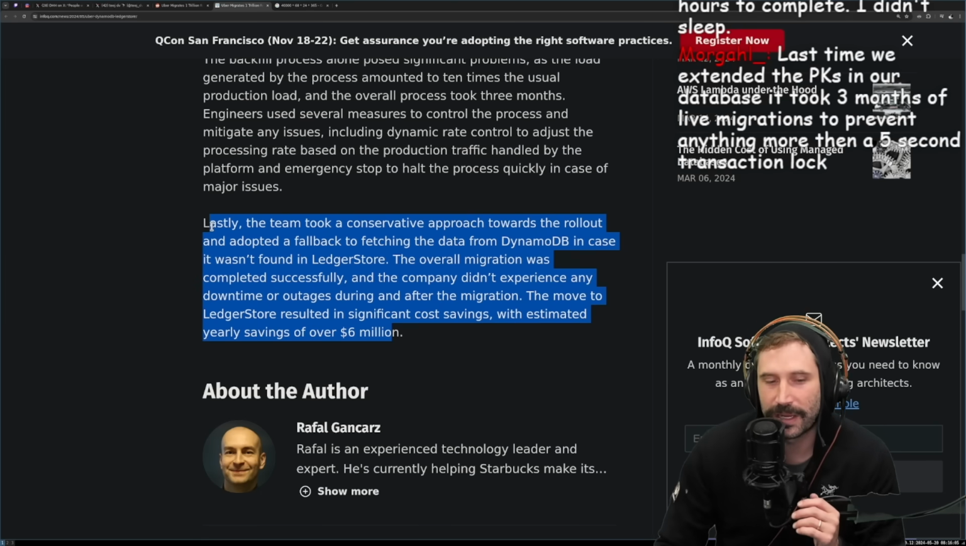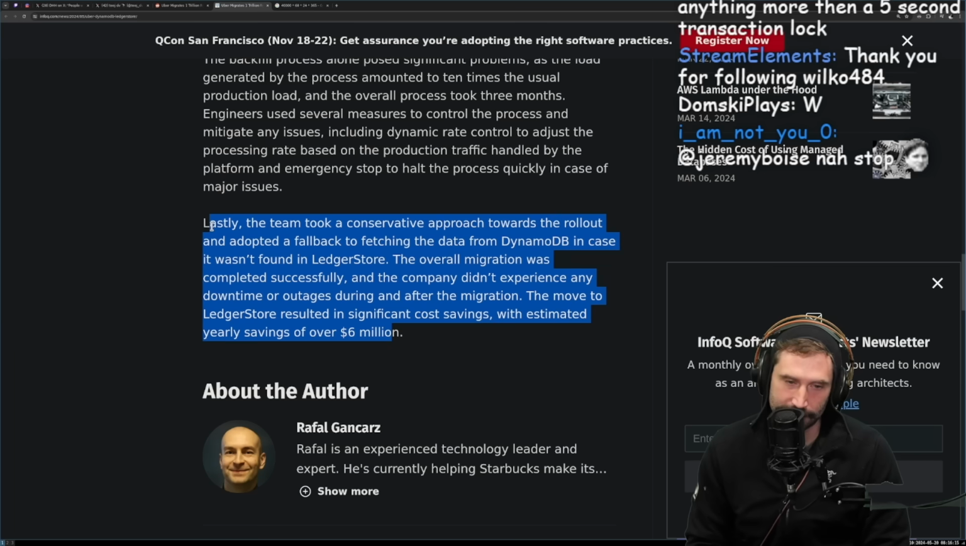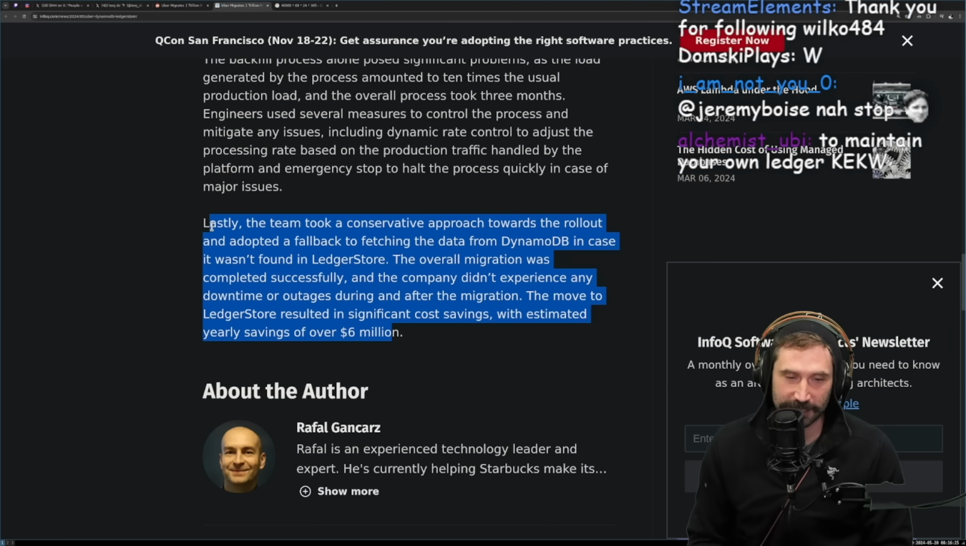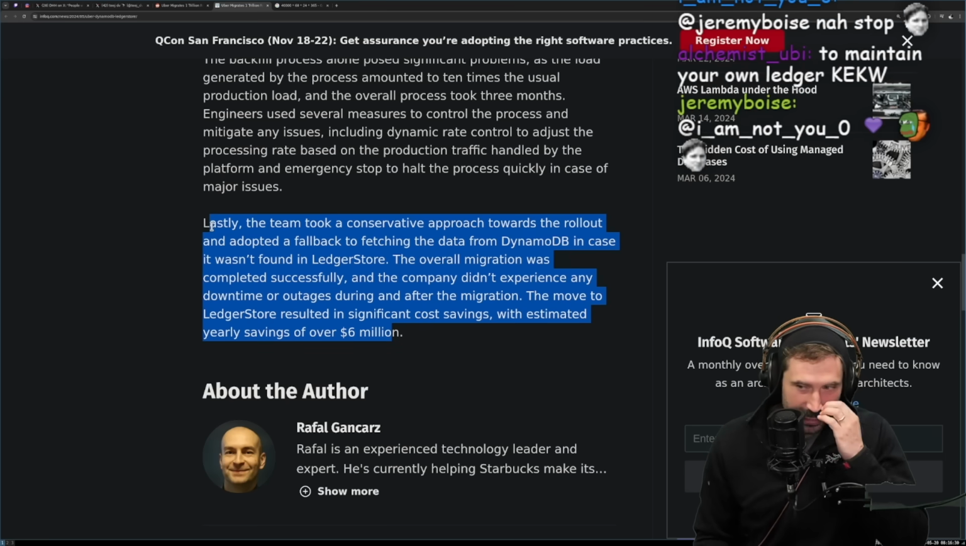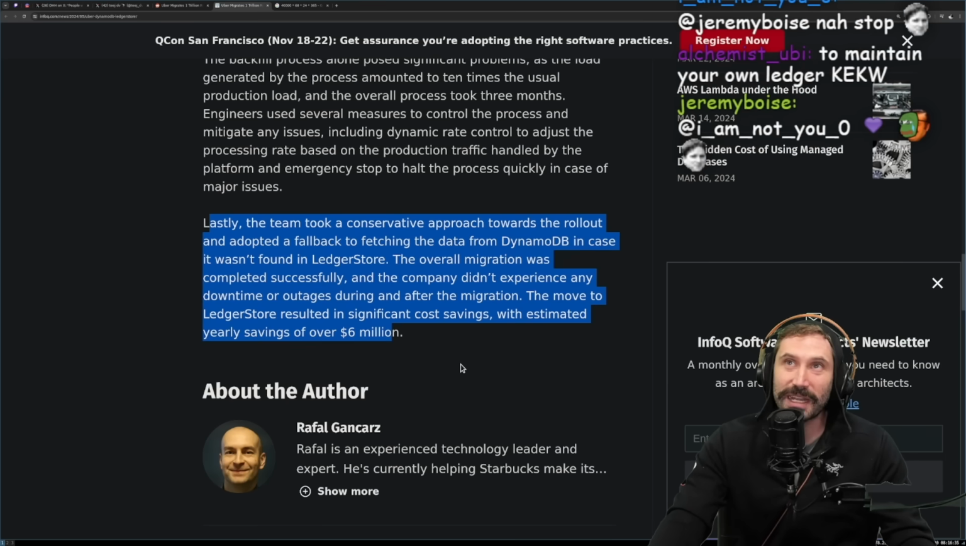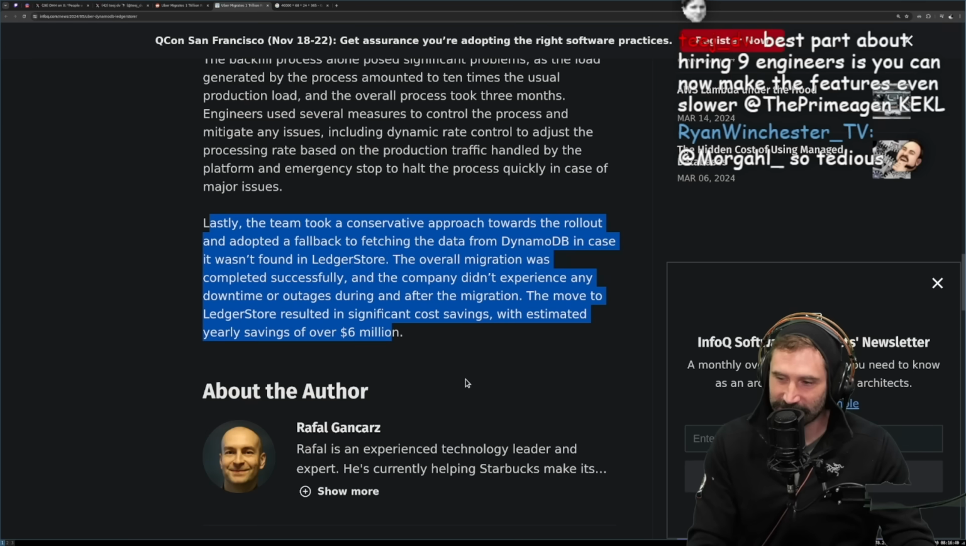So they're going to be able to hire about 8 engineers with the savings, maybe 9 tops, with those $6 million. Because you got to remember, anytime you save $1 million and hire an engineer, and you hire 6 of them, you have to hire a manager. And then you also probably have an HRBP. You also have all these other ancillary costs that go with hiring 9 people. So there ain't no way they're going to get that much. I can't imagine writing your own data store is worth $6 million a year. The best part about hiring 9 engineers is that you can now make the feature even slower.